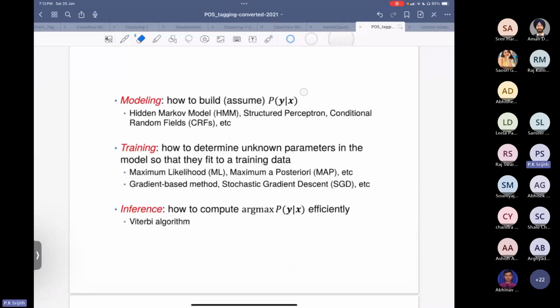So our major issue is how to build this P of y given x. And for that, we can follow a generative approach or a discriminative approach. Hidden Markov model is a generative approach. Conditional random field is a discriminative approach. Once we specify the model, the approach will have some parameters, and I need to learn those parameters from the data. Obviously we can follow existing techniques developed for classification, like maximum likelihood estimation or maximum a posteriori estimation, and estimate the parameters.